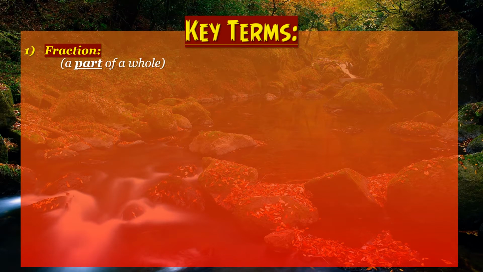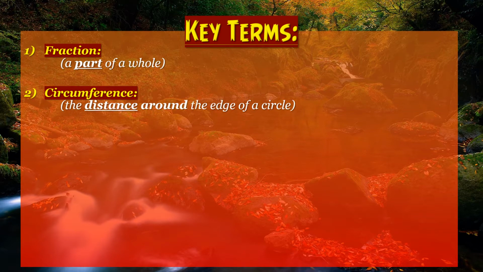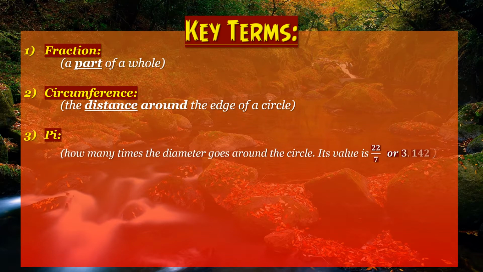So we're dealing with circles, and there are some key terms that we must know. If we don't know them, we'll have to look at them and learn them, all right? So the first one is a fraction. From primary school, we know that fractions are a part of a whole, for example, a half. Second one is the circumference, which is the perimeter of the circle, so to speak.